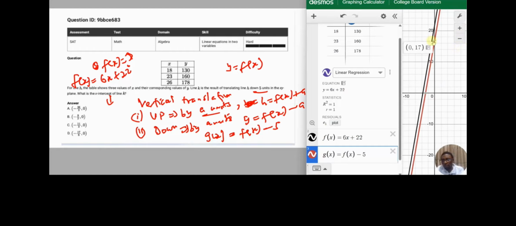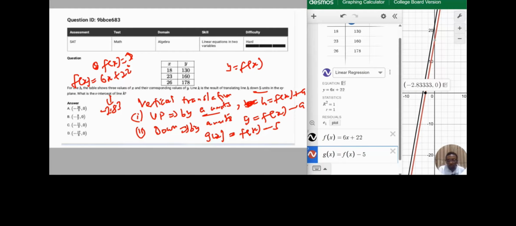The red is for the second graph, and this one is for the first graph, so you can see it. The x-intercept for the second graph, which is the red line, is actually minus 2.83.